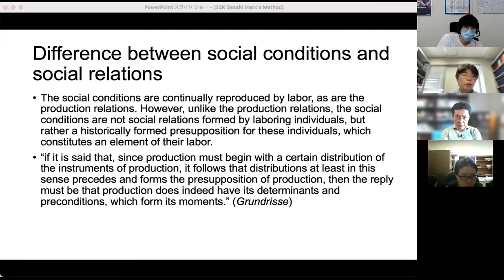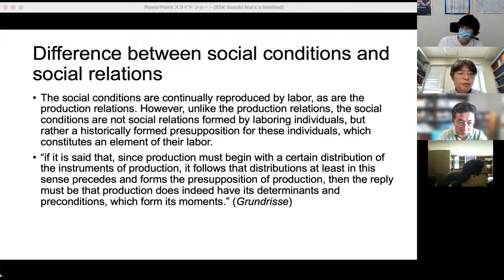Here, we should note the difference between social conditions and social relations. The social conditions are continually reproduced by labor as the production relations. However, unlike the production relations, the social conditions are not social relations formed by laboring individuals, but rather a historically formed presupposition for these individuals, which constitutes an element of their labor.